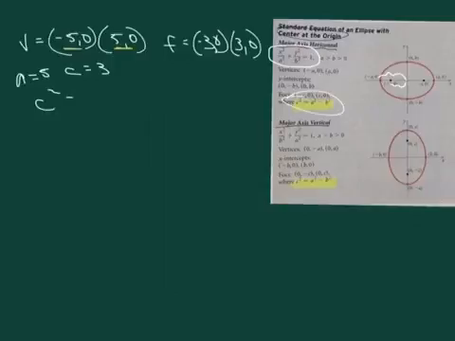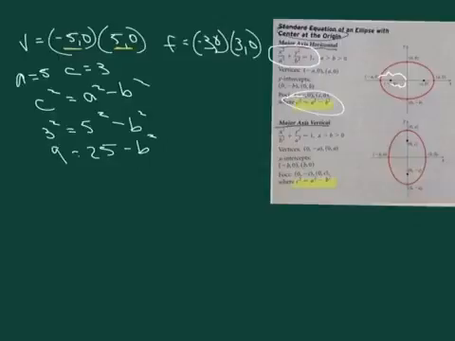c squared equals a squared minus b squared in order to find b. So we're going to write this as 3 squared equals 5 squared minus b squared. So 9 equals 25 minus b squared. So b squared equals 16. So therefore b equals 4.